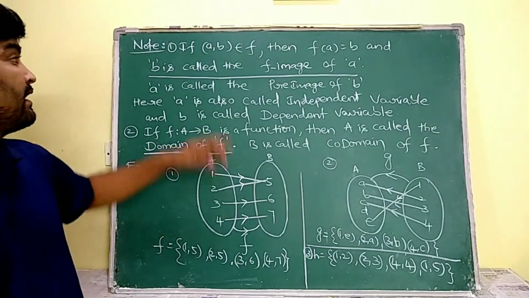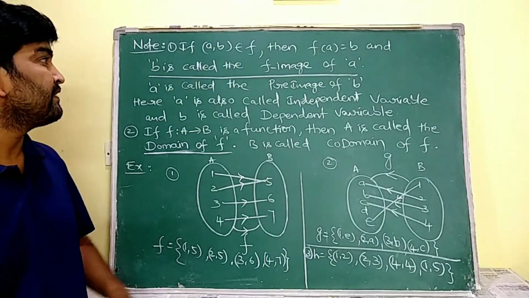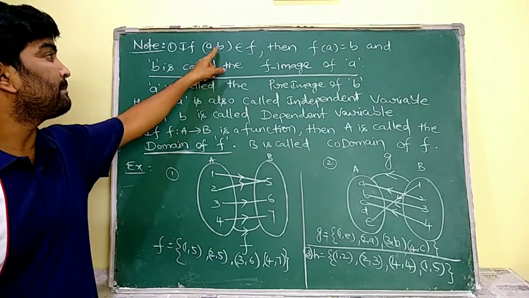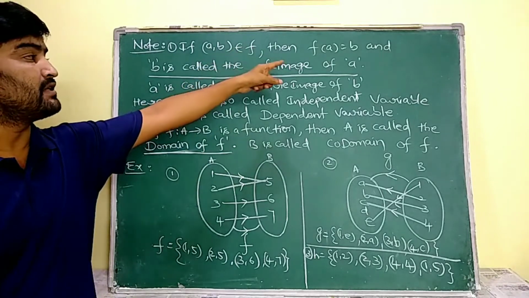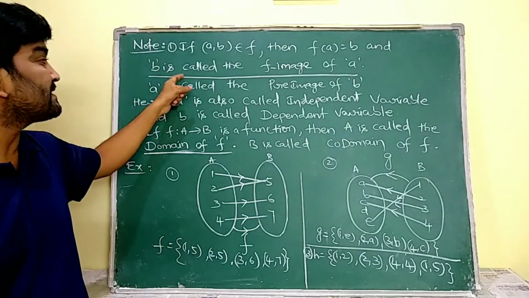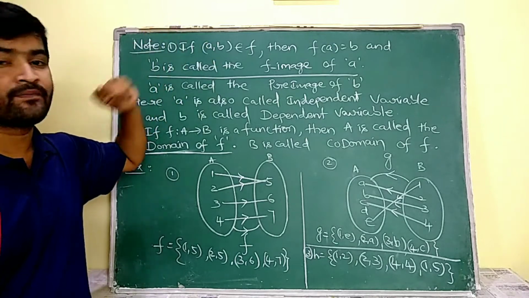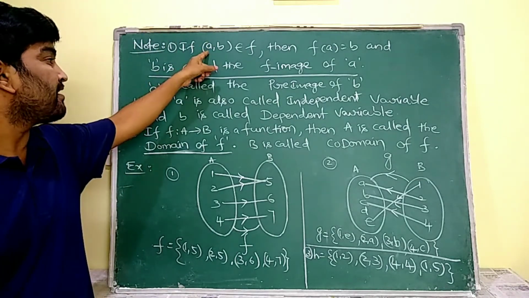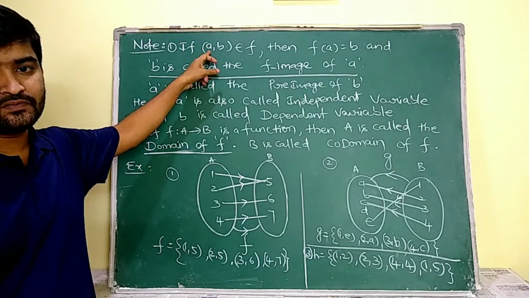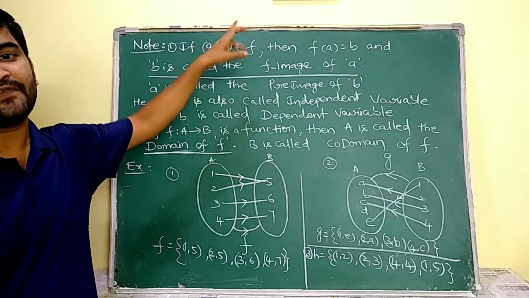The first note point: if (A, B), the ordered pair, belongs to the function F, then that can be expressed as F of A is equal to B. That is, A is mapped to B. And B is called the F image of A, and A is called the pre-image of B.